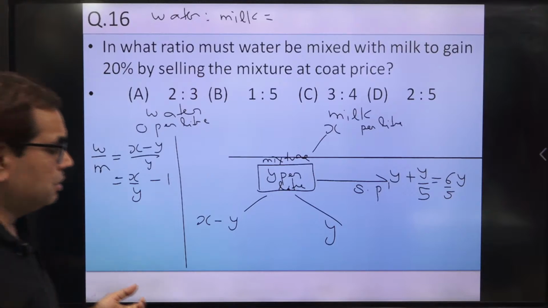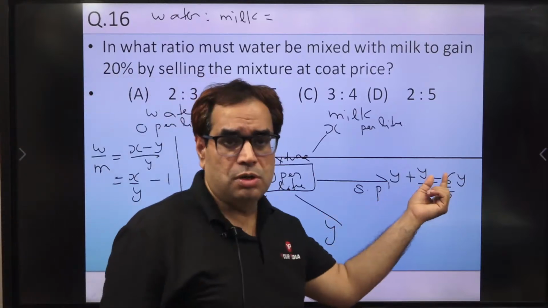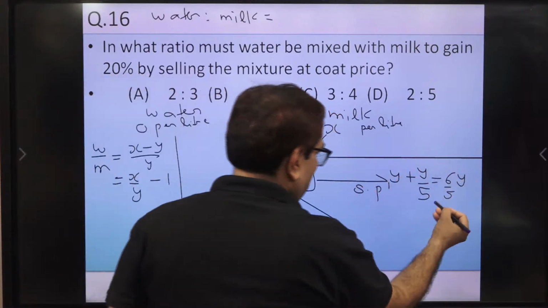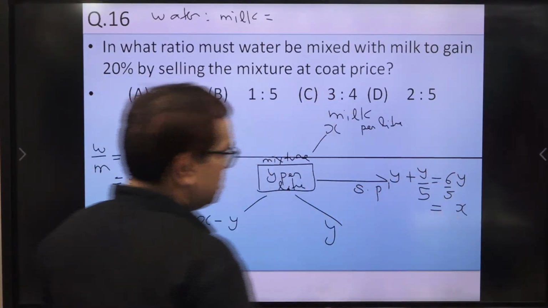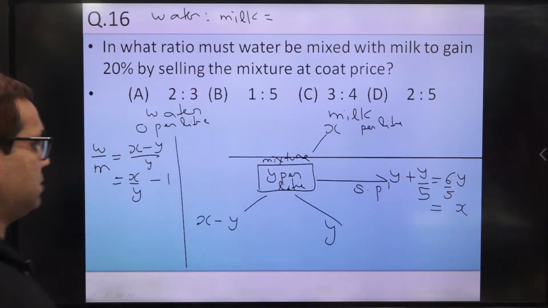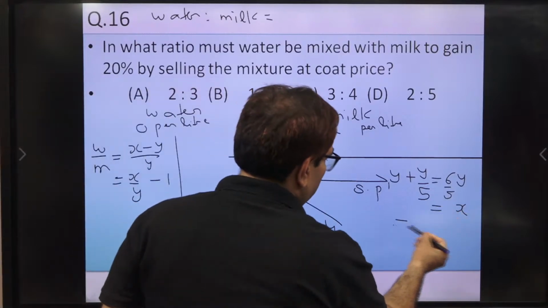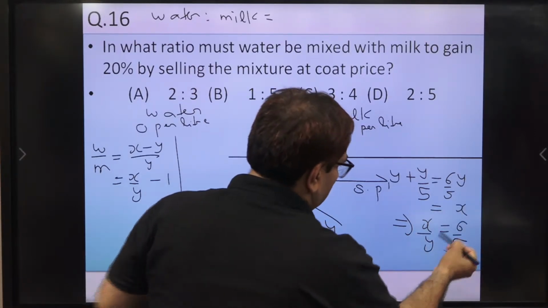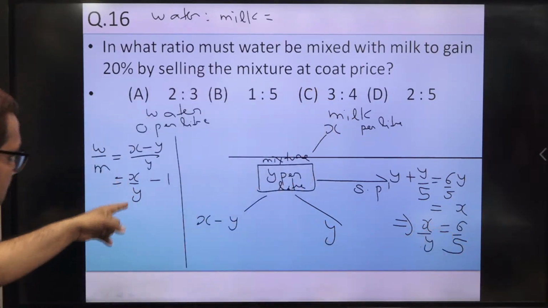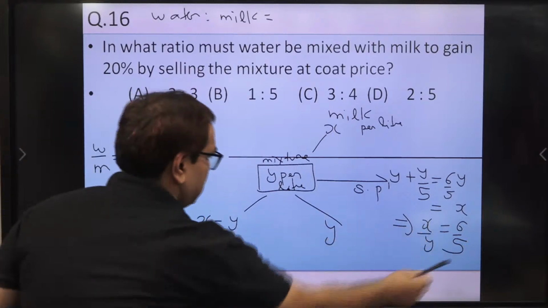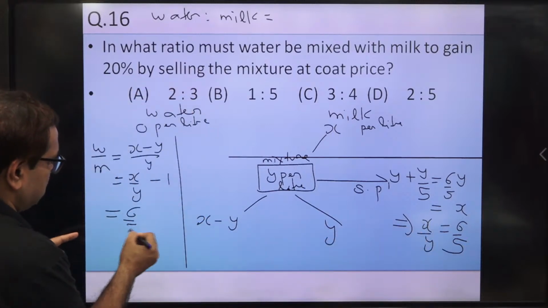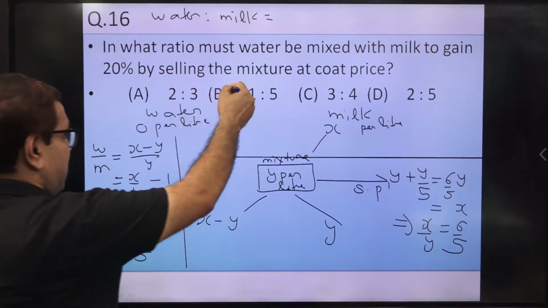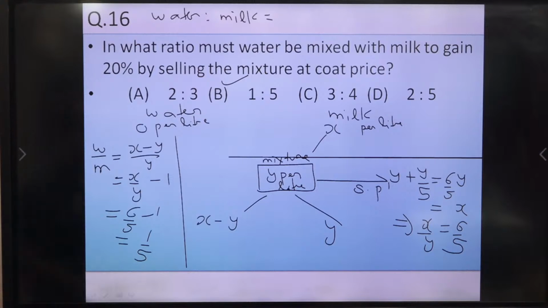But we want this selling price to be equal to the actual cost price of the pure milk. So we want this to be equal to x. 6 upon 5y equal to x. So from this relation we get x upon y equal to 6 upon 5. If we put this value, 6 upon 5, in x upon y minus 1, we get 6 upon 5 minus 1, which is equal to 1 upon 5. So B is the correct answer to this question.